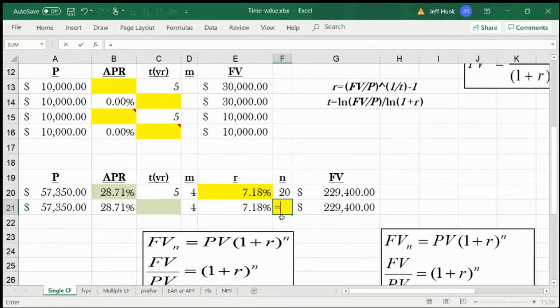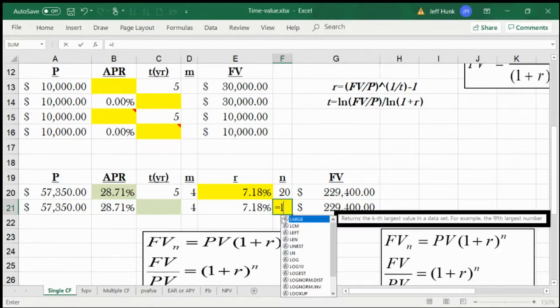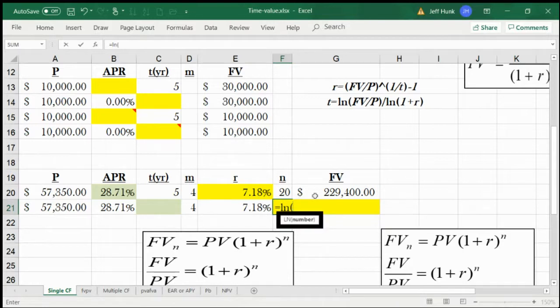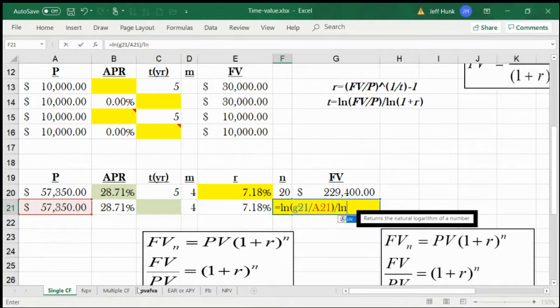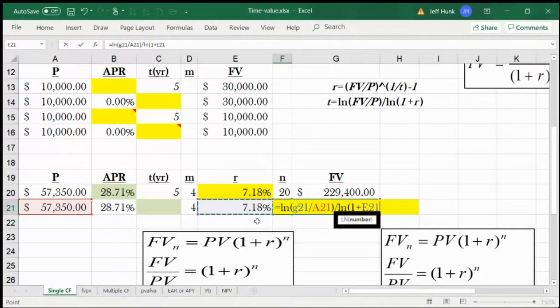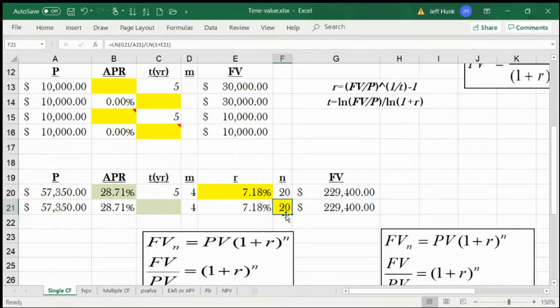and then, so what is that? Natural log of FV over PV, and once again, FV, we cannot click it in, so then I will type in G21 and then over P, right, or natural log of 1 plus R. Okay, if I hit enter, it's going to give me 20, and if it's 20, then our formula checks out. Okay, so hit enter, yeah, I got 20 there.